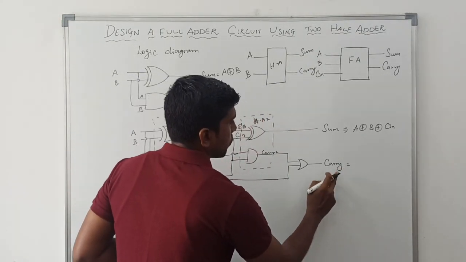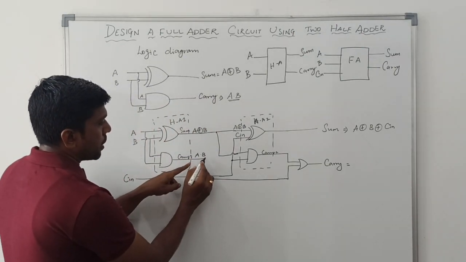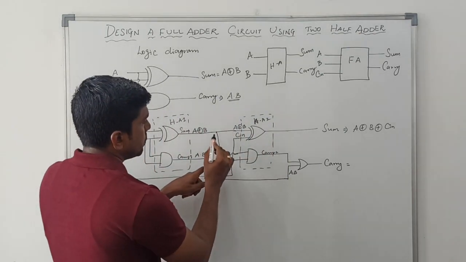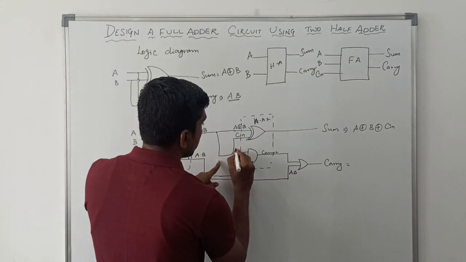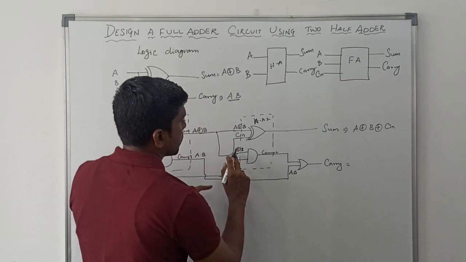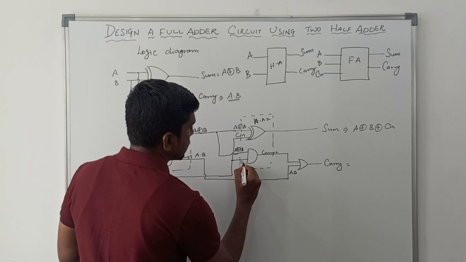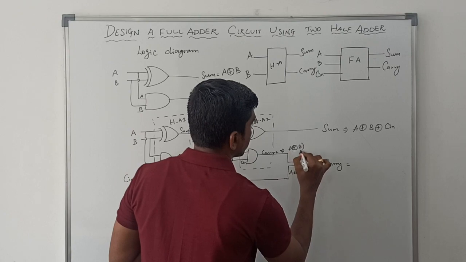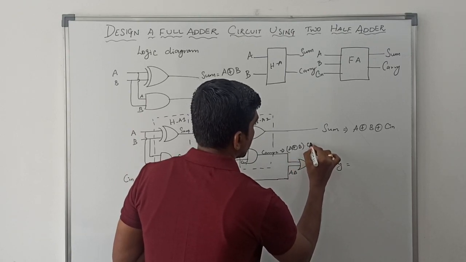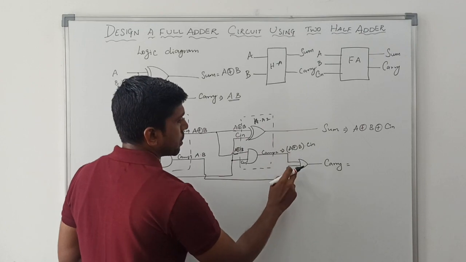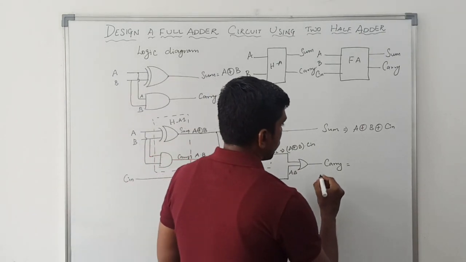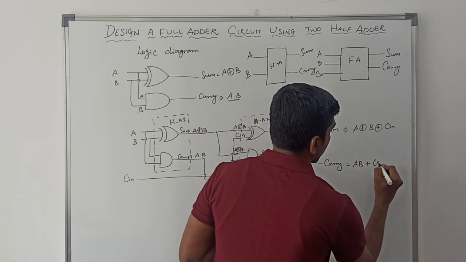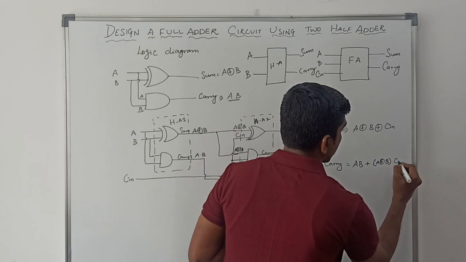Now we find the carry value. Carry 1 is A dot B. Then A XOR B is given to the first input of the AND gate, and the second input of the AND gate is C in. So carry 2 is A XOR B dot C in. These two values are given to the OR gate input, and finally you get the addition of these two values: A dot B plus A XOR B dot C in.